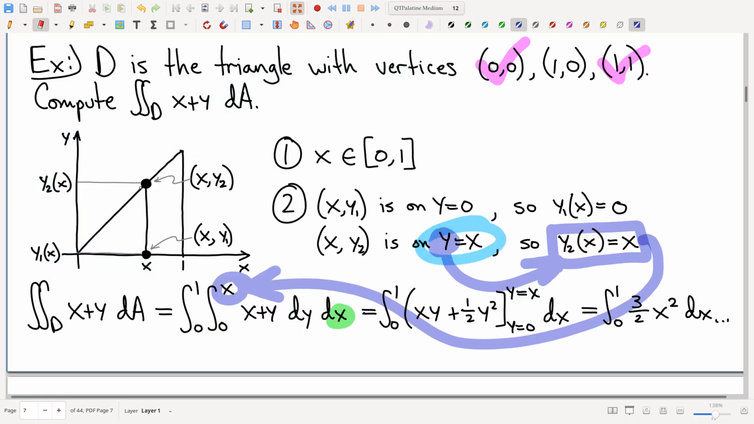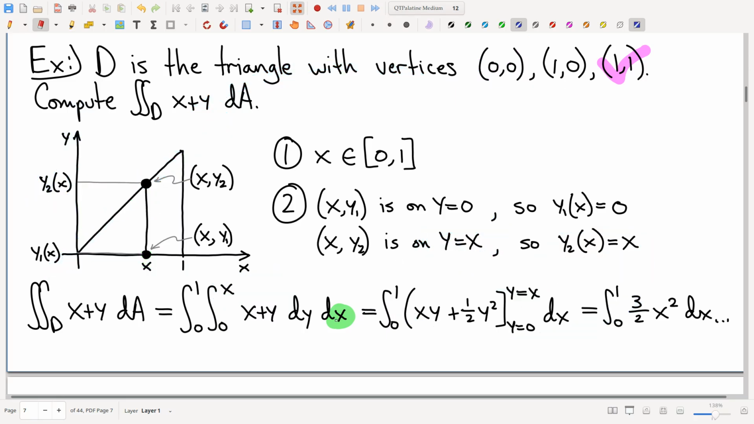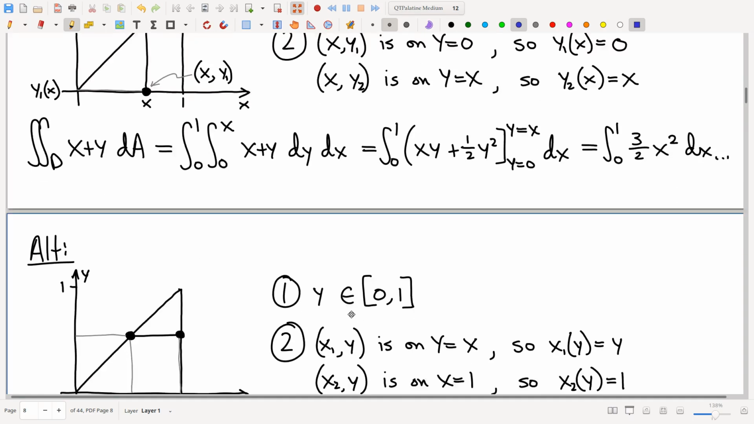Okay. All right, now I sliced dy dx for no particular reason. You can totally do it the other way. Let's do it the other way. Let's see what that looks like.